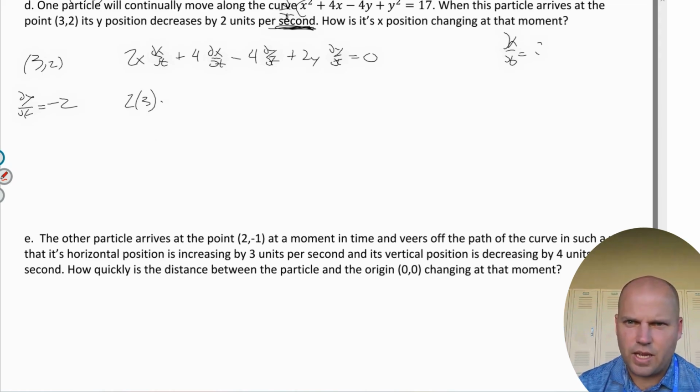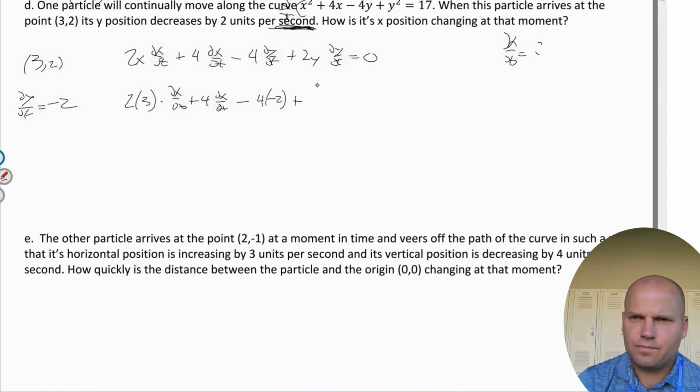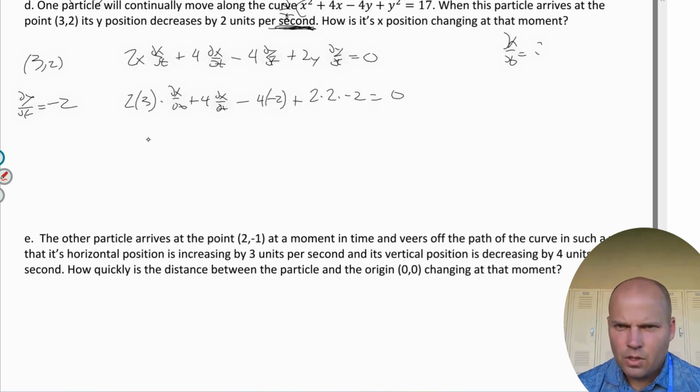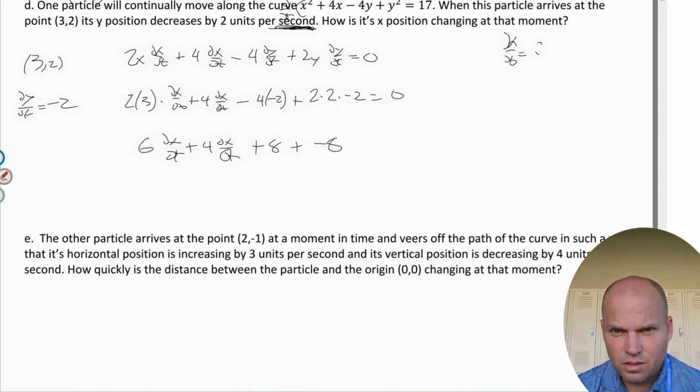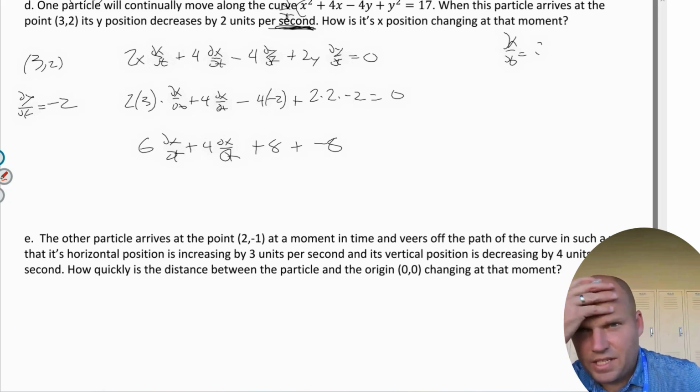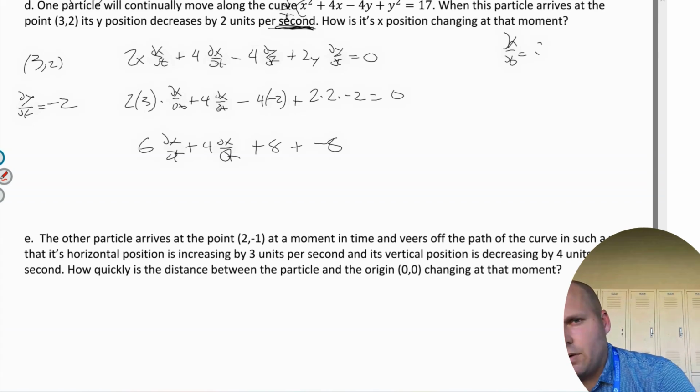So I got 2 times 3 times dx dt. I got 4 times dx dt. Got minus 4 times dy dt. And then I got 2 times y times dy dt. So I got 6 dx dt's plus 4 dx dt's plus 8 plus 2. Ooh, minus 8. Uh-oh. Dx dt is 0. Is dx dt always 0? I probably shouldn't have said minus 2.